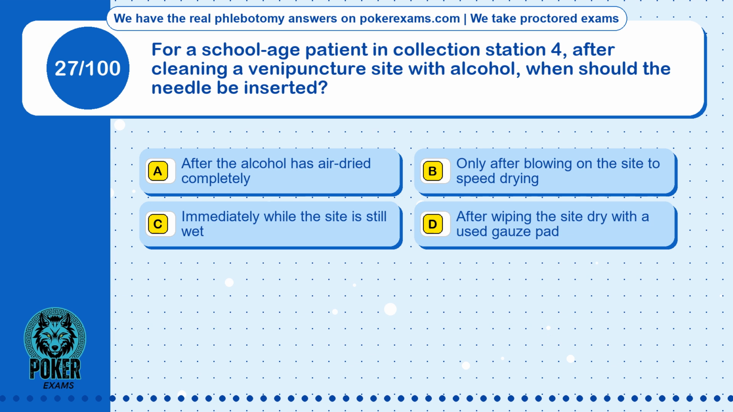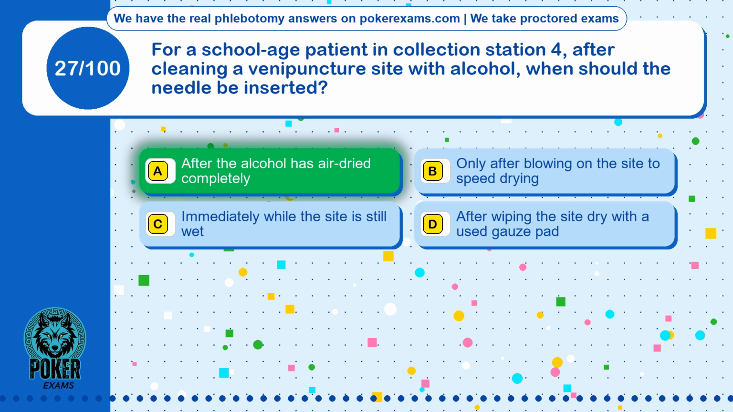Question 27. For a school-age patient in collection station 4, after cleaning a venipuncture site with alcohol, when should the needle be inserted? Option A, after the alcohol has air-dried completely. Option B, only after blowing on the site to speed drying. Option C, immediately while the site is still wet. Option D, after wiping the site dry with a used gauze pad.